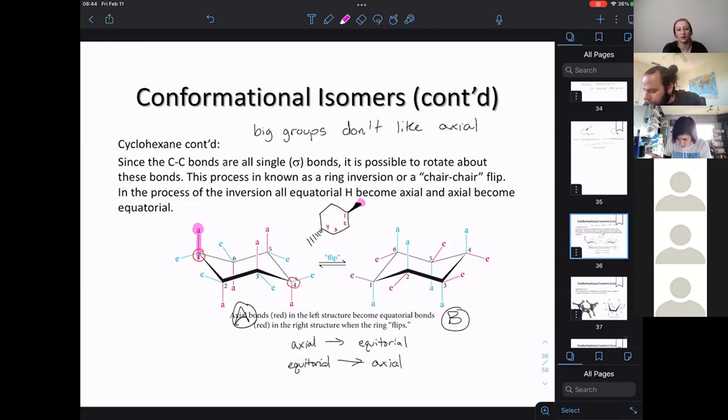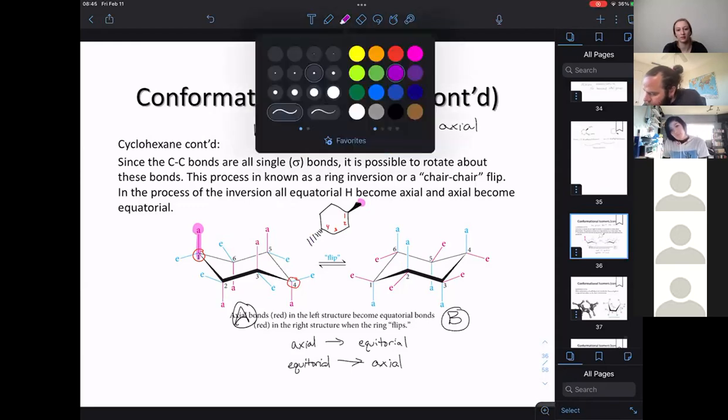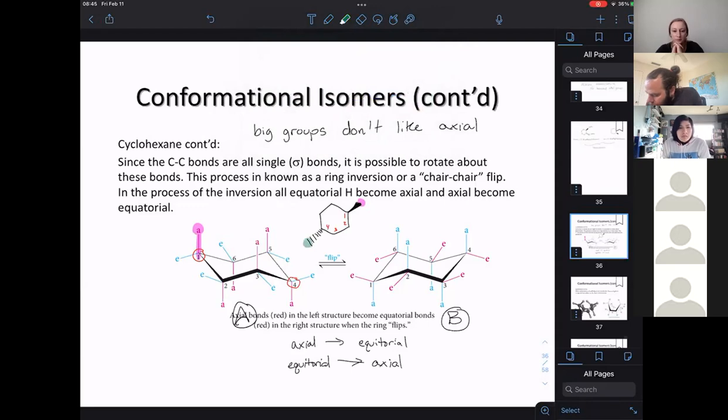All right, so in this case, this bond is pointed into the page. This bond is pointed into the page, so it would be this axial position here.